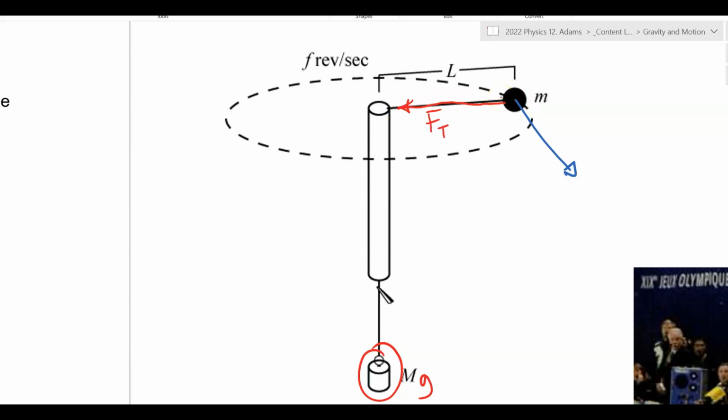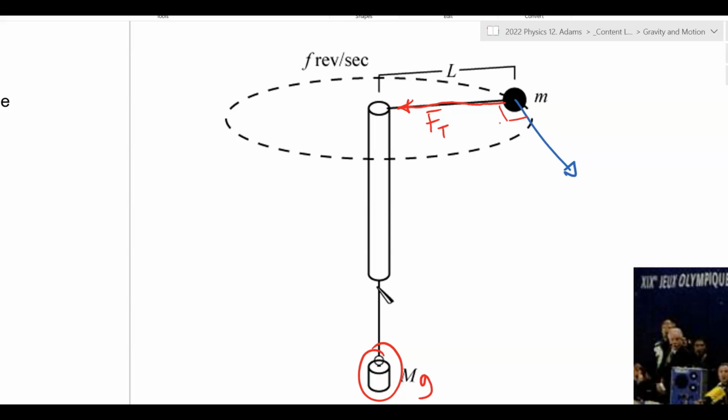Let's have a look at number 1. It's saying what will happen if the string breaks. Key words in that answer would be tangential. So if you said something like it flies off tangentially in a straight line, and then it will of course become a projectile.